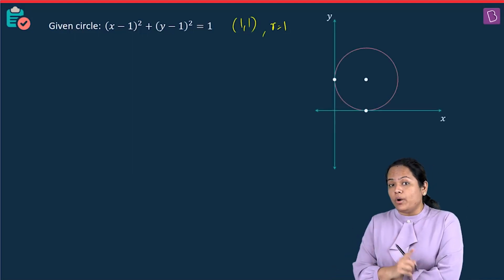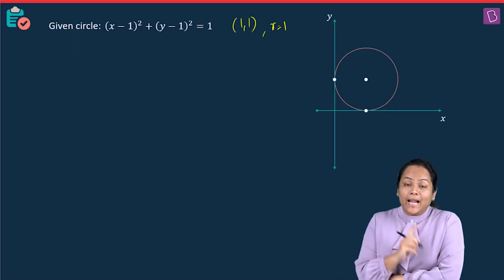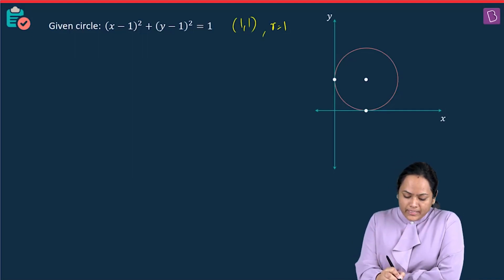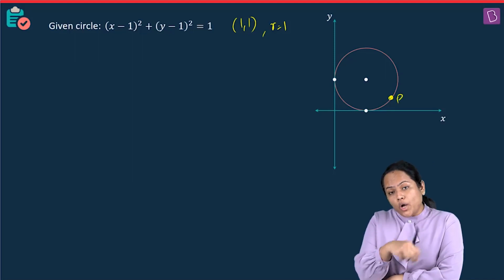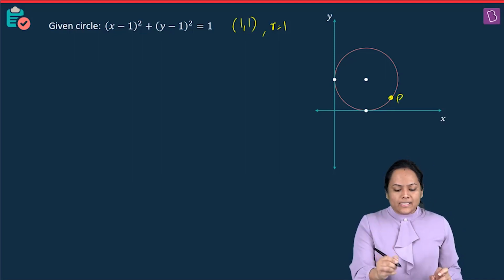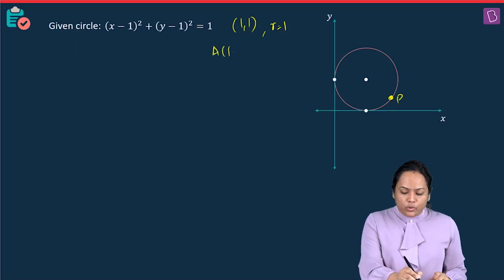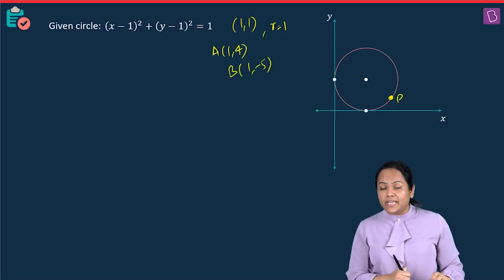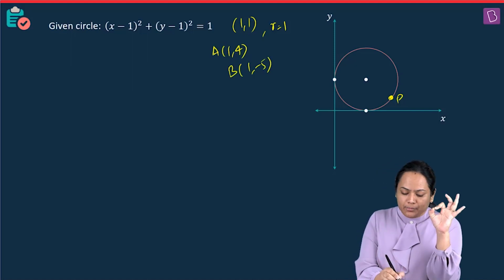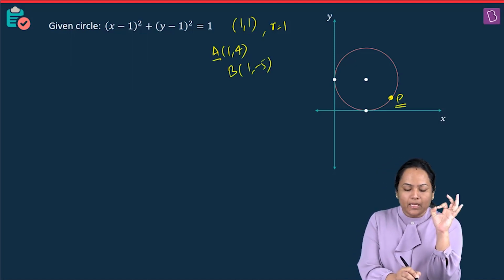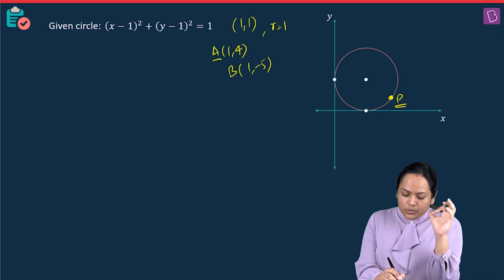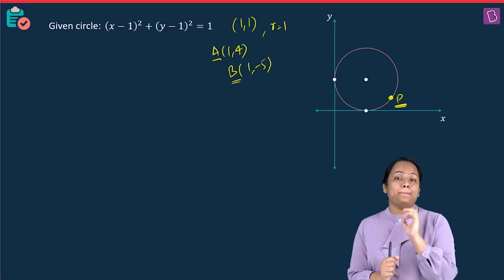And then I have 2 points which they have mentioned to me. And I have to consider a point P, let's say somewhere here on this circle. Now, since they have mentioned point A, which was nothing but (1, 4) and point B, which was nothing but (1, minus 5), I have to find the distance between my point P and A, and similarly the distance between my point P and B.